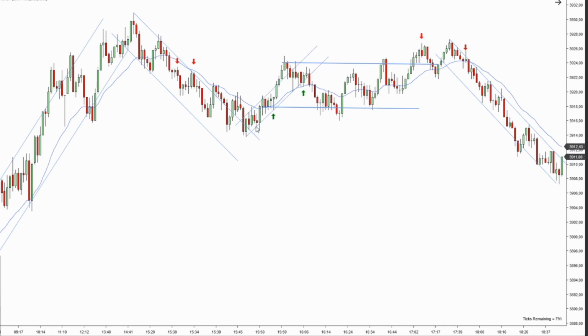This was just a first entry short. It failed, and notice how big that bullish bar is. We're going through the EMA, a little pullback on the EMA. The EMA is holding prices. This is exactly what I want to see.